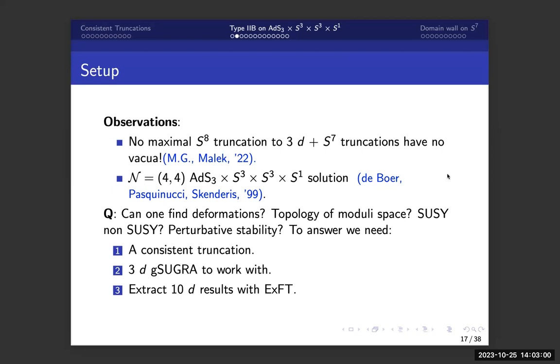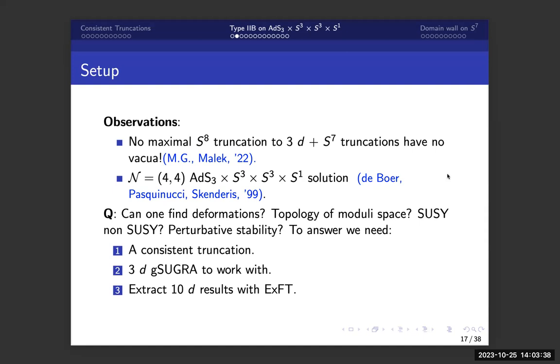Another interesting class of solutions that one might want to study is associated to this AdS3 times S3 times S3 times S1, a very old, famous vacuum of type 2B. This is really interesting for its own reasons, like integrability and the worldsheet description and so on. And the goal was to try and understand if we can deform this solution, find a new class of vacua, and then study them, see if we can find some non-supersymmetric points, understand the moduli space, and so on, using these methods.